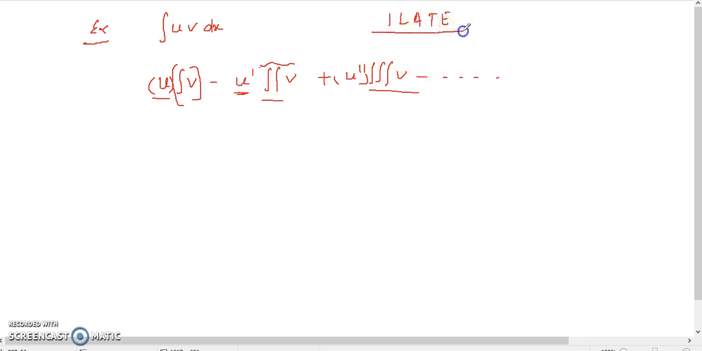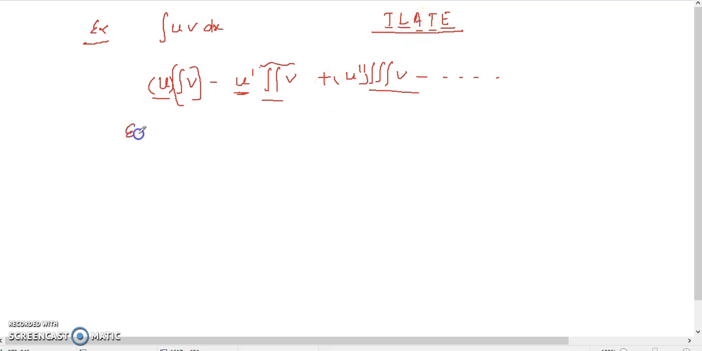Based on this you have to choose which is u and which is v. I is for inverse trigonometric functions, L is logarithmic functions, A is algebraic functions, T is trigonometric functions, and E is exponential functions. So based on this we choose which comes first, and that is your u.